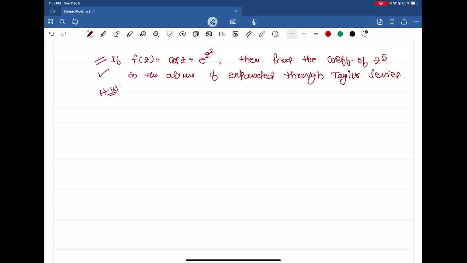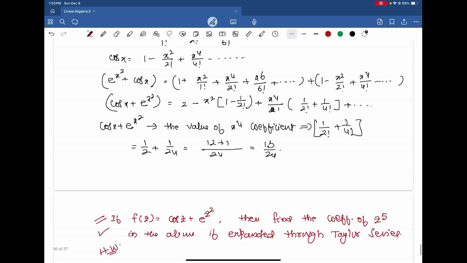The coefficient of z to the power of 5 is 0. There is no coefficient of x to the power of 5 in this series. The answer is 0. How many seconds did it take for you? Not even 10 seconds. You scored a mark.